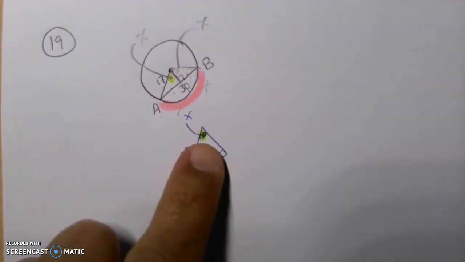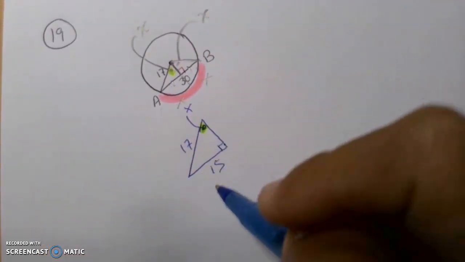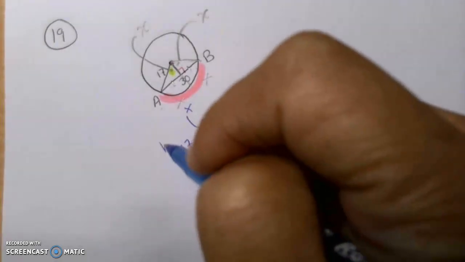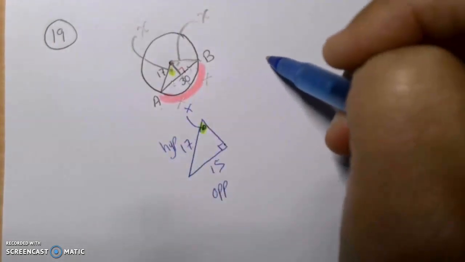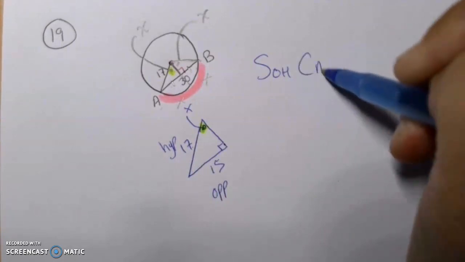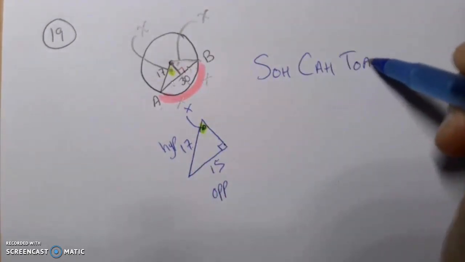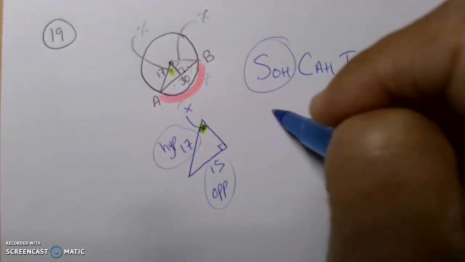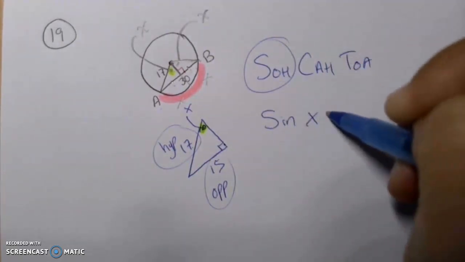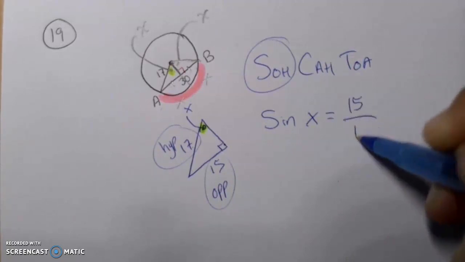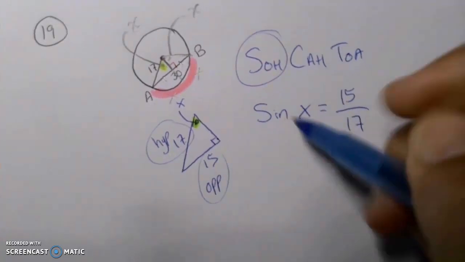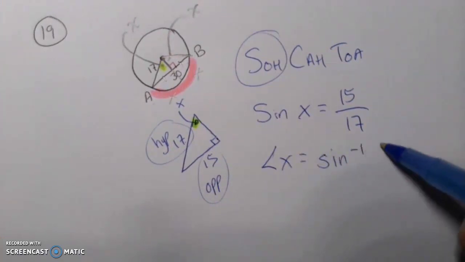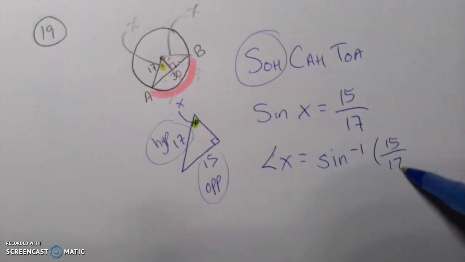And if I stand here at angle X, this 15 is opposite. This 17 is the hypotenuse. We're going to use some trig. SOHCAHTOA. The one that uses opposite and hypotenuse is sine. So we're going to say sine of angle x equals opposite 15 over hypotenuse 17. If you'll recall, you've got to use inverse sine when you have the missing angle.